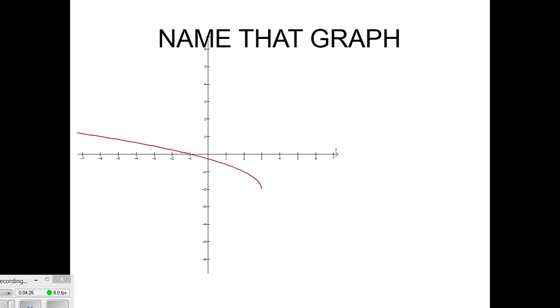All right. Name that graph. Obviously a variation on the square root of x.